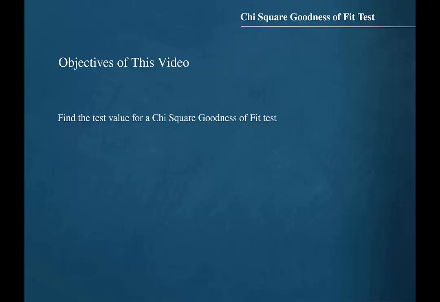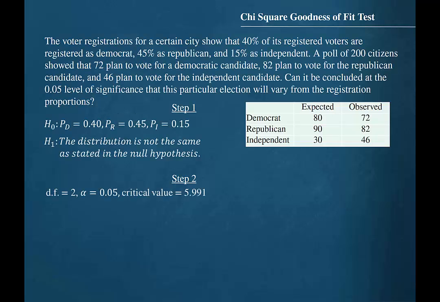The objective for this video is to learn how to find the test value for a chi-square goodness of fit test. In a previous video, we learned how to find the critical value in a chi-square goodness of fit test that used political polling results to test whether a particular election will vary from the registration proportions for a certain city. Step 3 is to calculate the chi-square test value.